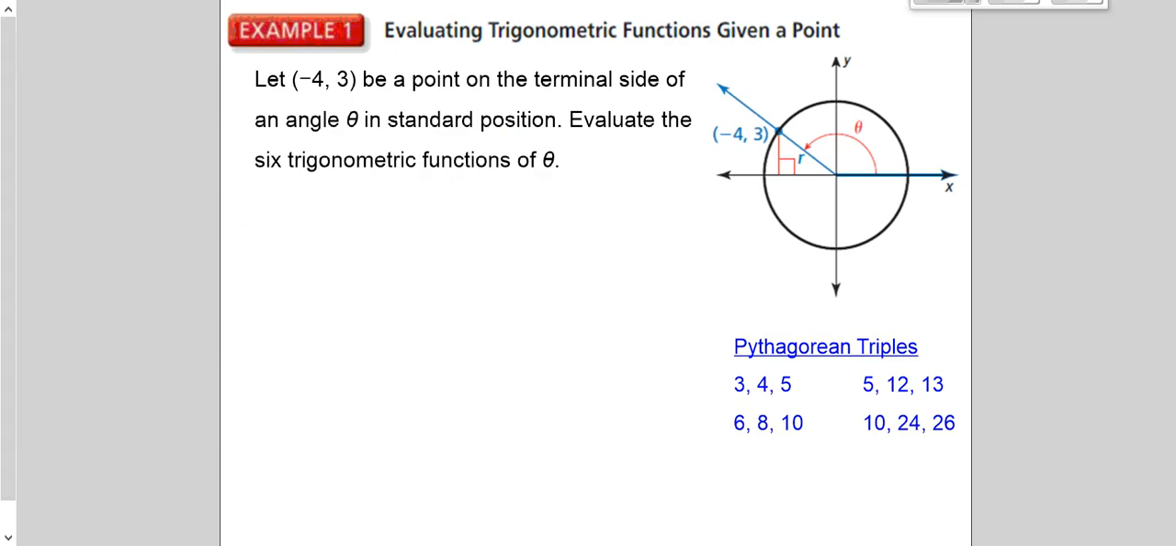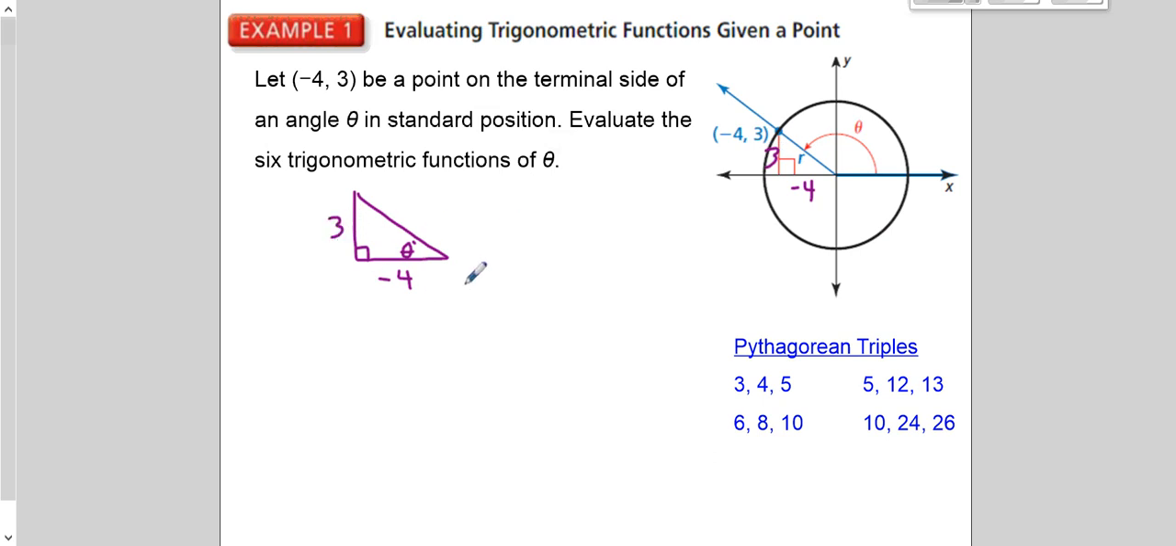Let negative 4, 3 be a point on the terminal side of an angle theta in standard position. Evaluate the 6 trig functions. So we have this triangle. It has the right angle here, and this is our theta prime, our reference angle. If this point is negative 4, 3, then this distance here is the x value, that's negative 4. And how far up did we go? 3.